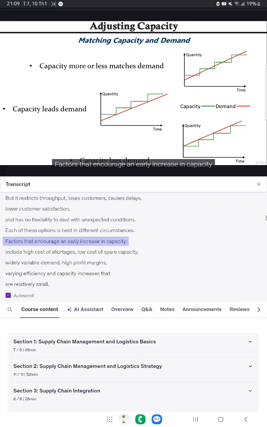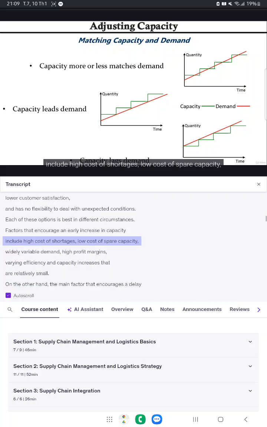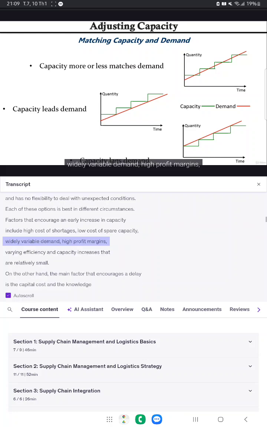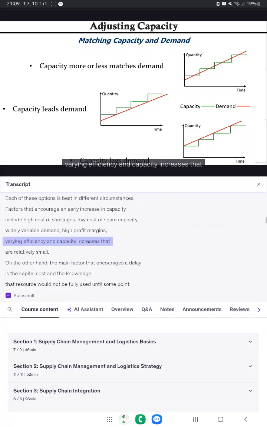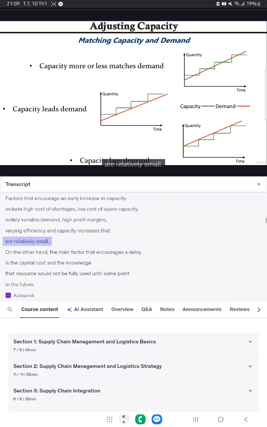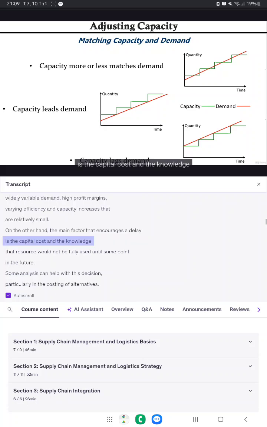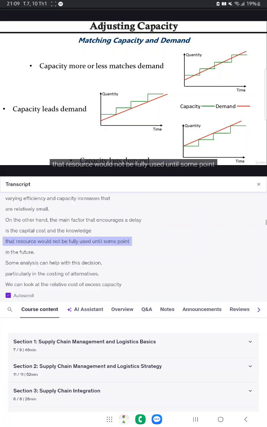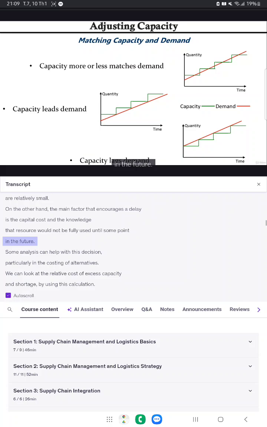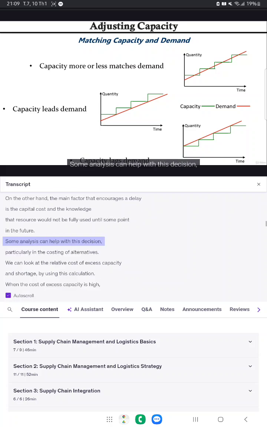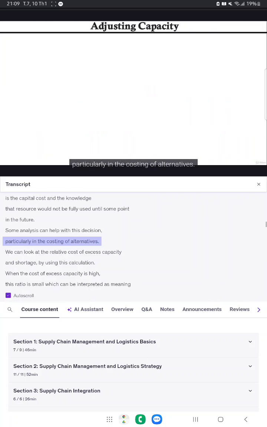Factors that encourage an early increase in capacity include high cost of shortages, low cost of spare capacity, widely variable demand, high profit margins, varying efficiency, and capacity increases that are relatively small. On the other hand, the main factor that encourages a delay is the capital cost and the knowledge that resource would not be fully used until some point in the future. Some analysis can help with this decision, particularly in the costing of alternatives.